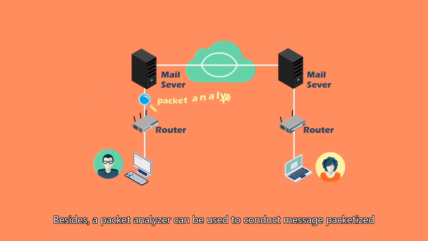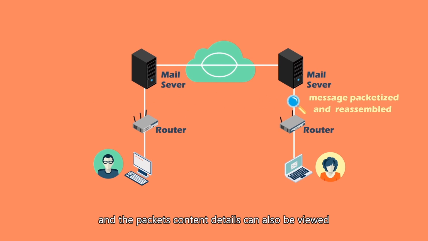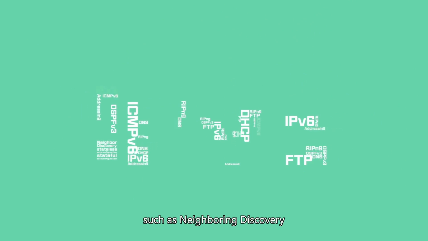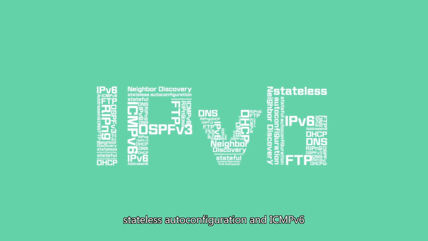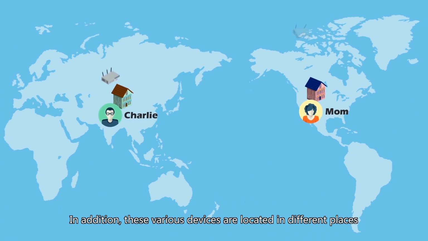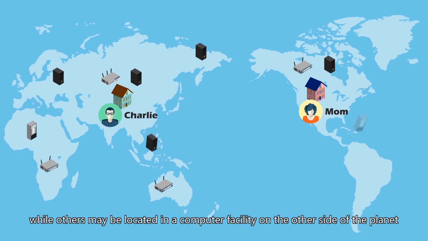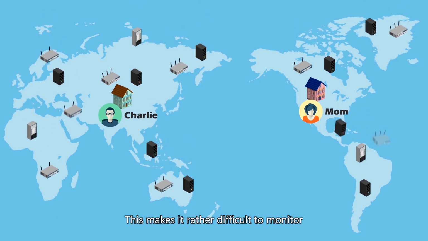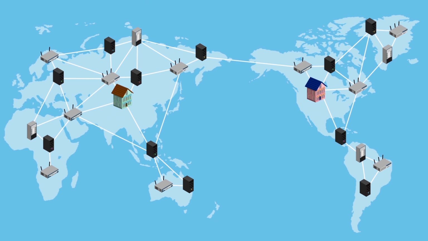Besides, a packet analyzer can be used to conduct message packetization and protocol analysis during data transmission, and the packet's content details can also be viewed. The protocols used with IPv6 are highly complex, such as neighbor discovery, stateful auto-configuration, stateless auto-configuration, and ICMPv6. In addition, these various devices are located in different places. Some are in your home, while others may be located in a computer facility on the other side of the planet. This makes it rather difficult to monitor and study the flow of information on the Internet.